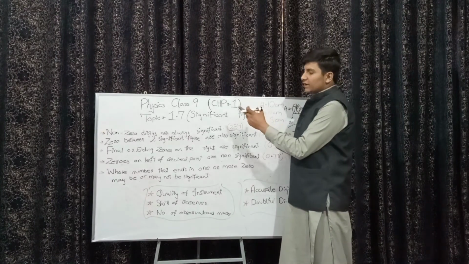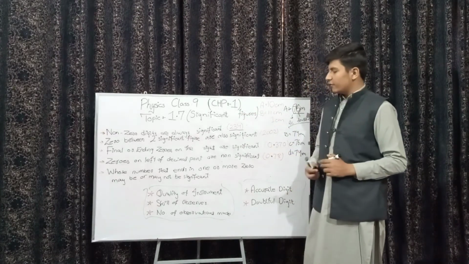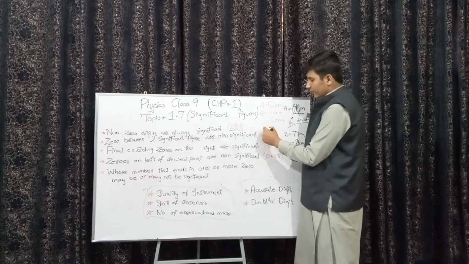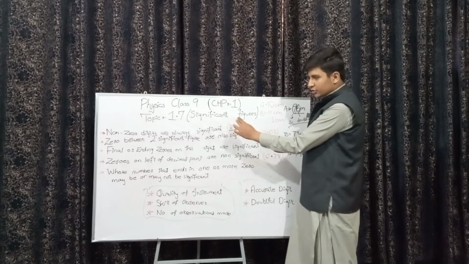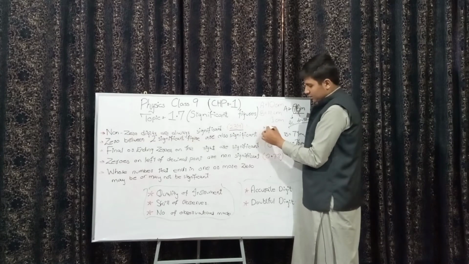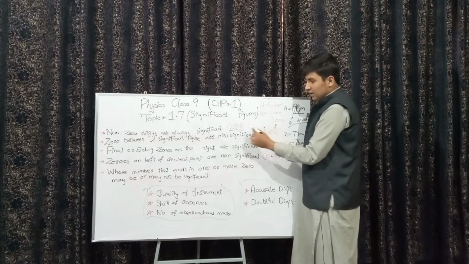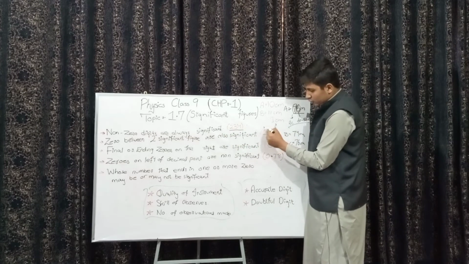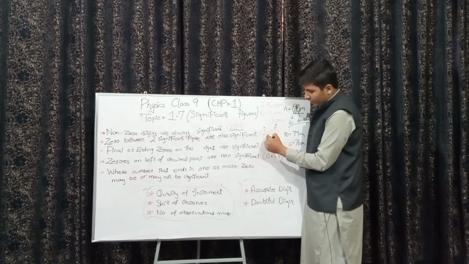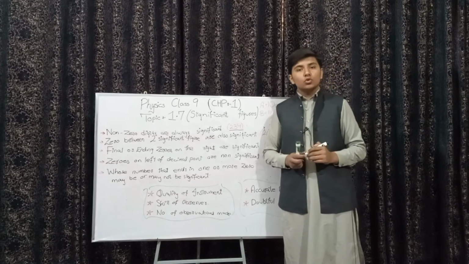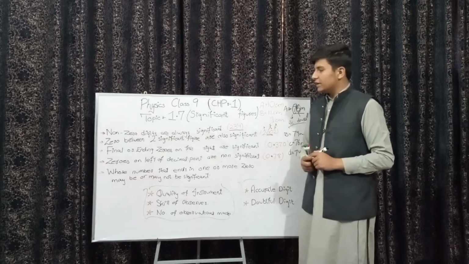Point 2 is that zeros between two significant figures are also significant. Here we said that all non-zero digits are significant, so if there is a zero between them, it is also significant. Here is one significant figure, here is another significant figure, and what are the zeros here? These two zeros will also be significant. Zeros between two significant figures will also be significant.